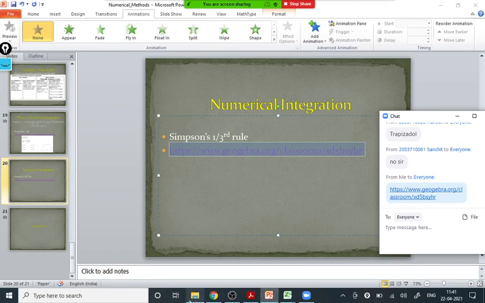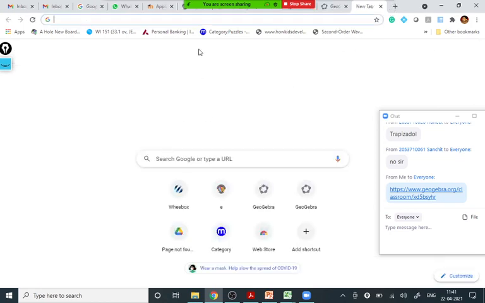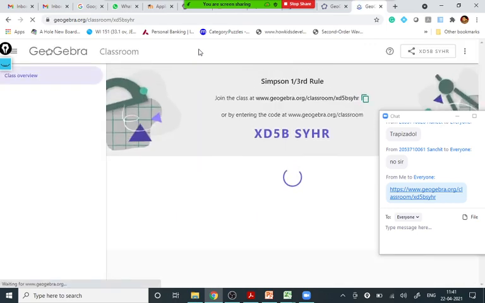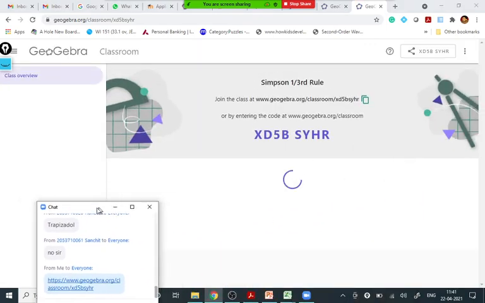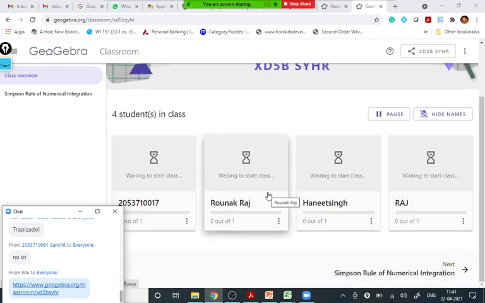And I have given that link also, the link of the second activity. This activity is mainly, okay, again Raunak Raj is there, Hanit Singh is there. Let me check Hanit Singh here.